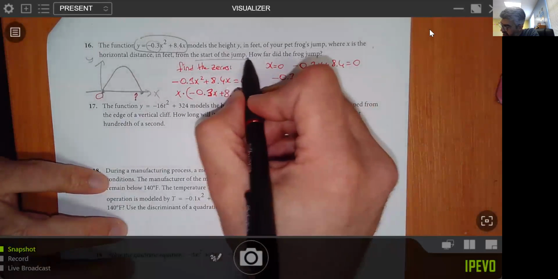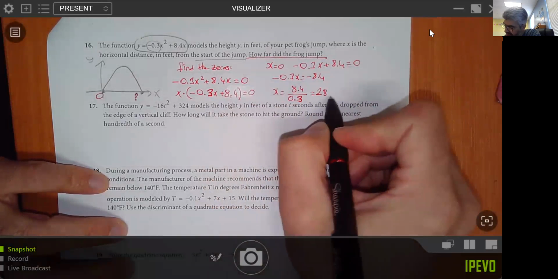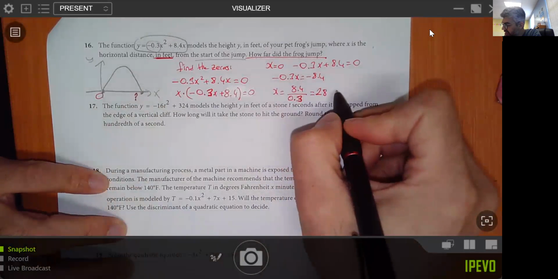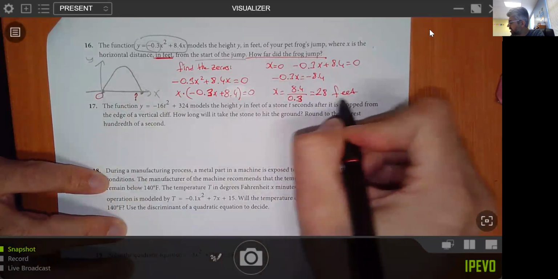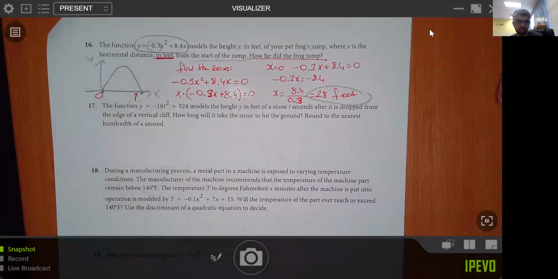How far did the frog jump? So it's 28 feet. Okay, that is the answer, guys. 28. Pay attention to the units. Is it clear?